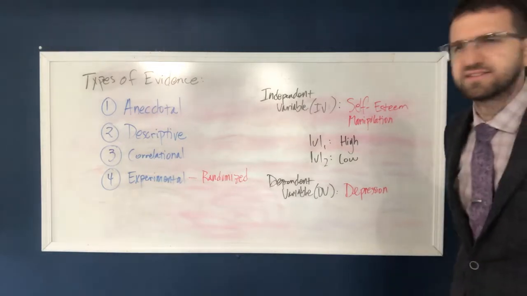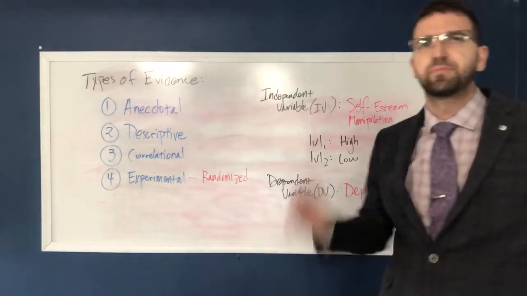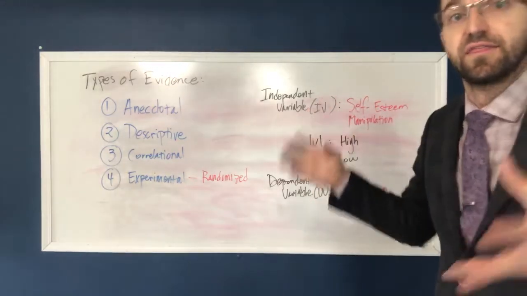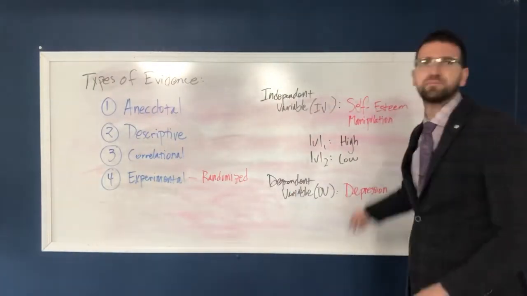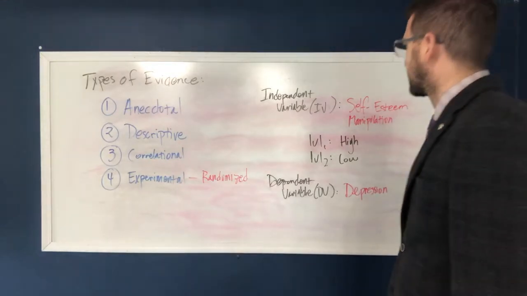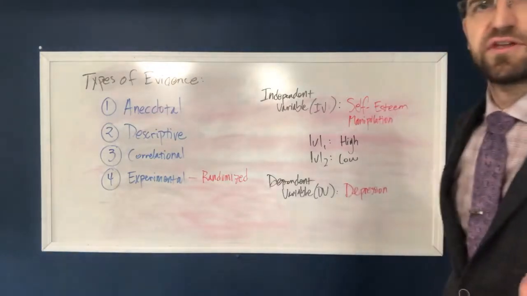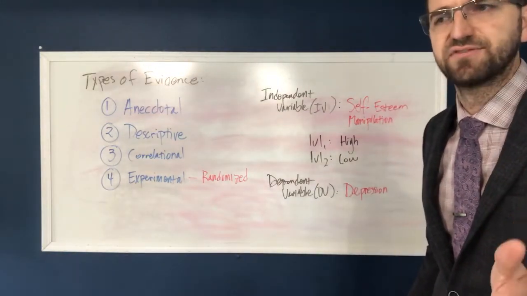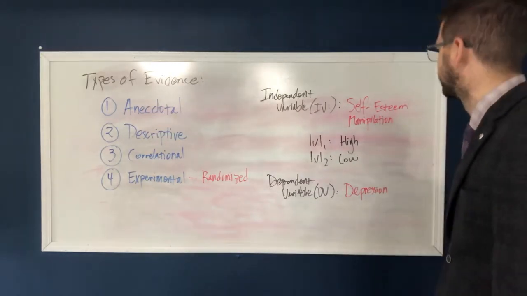So my hypothesis is simply those who have a manipulated self-esteem that's high are going to be less depressed than those who have a manipulated self-esteem that's low. So essentially we have two groups. We have those who are going to participate in the high self-esteem manipulation and those who are going to participate in the low self-esteem manipulation.